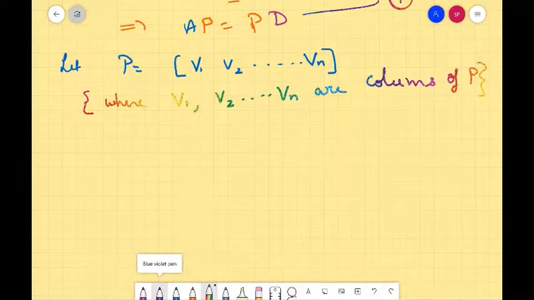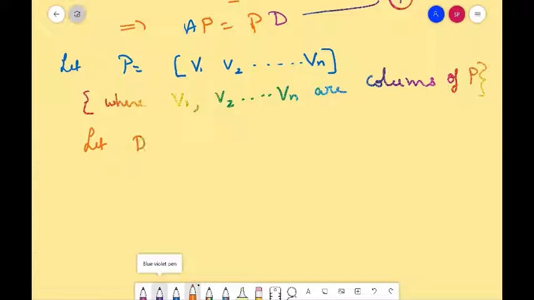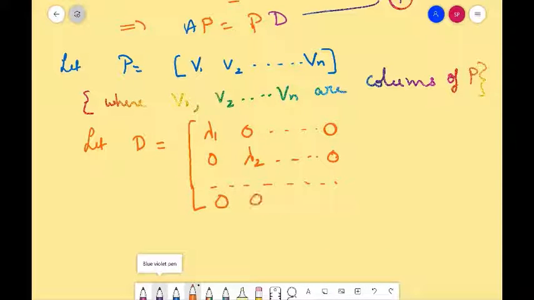Now let us take D to be a diagonal matrix. What is a diagonal matrix? Only the principal diagonal elements are nonzero, and all non-principal diagonal elements are zeros. That is lambda 1, 0, and so on, then 0, lambda 2, 0, and so on, down to lambda n. So this is lambda 1, lambda 2, and so on up to lambda n, and this is a diagonal matrix.